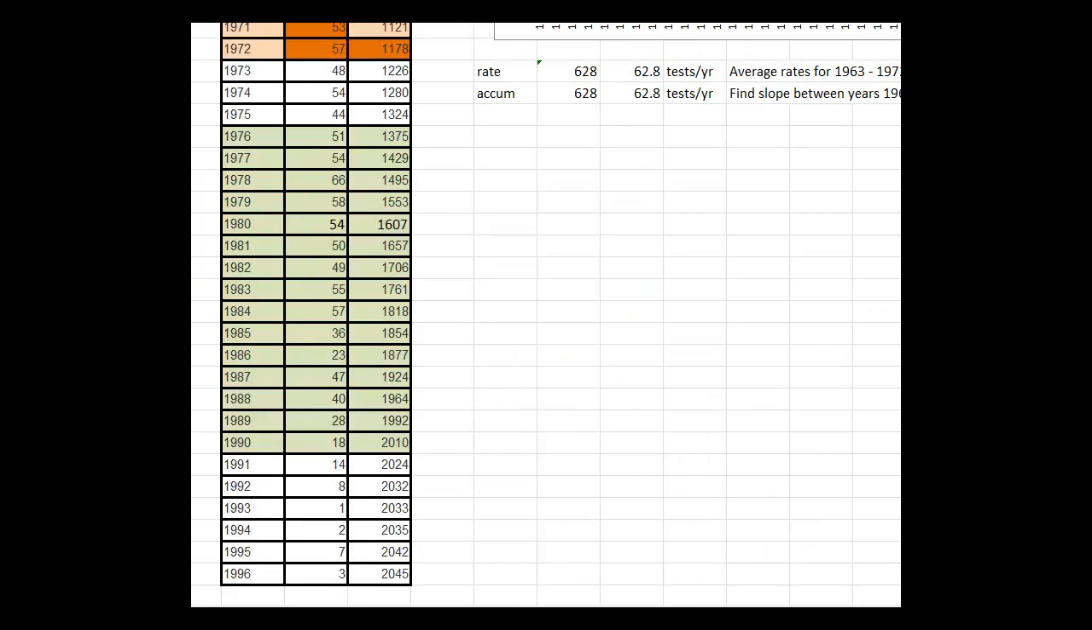For practice, try this yourself. Find the average rate of nuclear weapons testing from 1976 to 1990 using the rate column, and then try it again using the accumulation column. Stop the video until you're done.